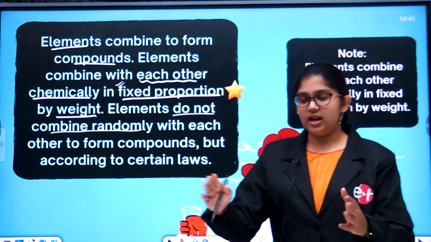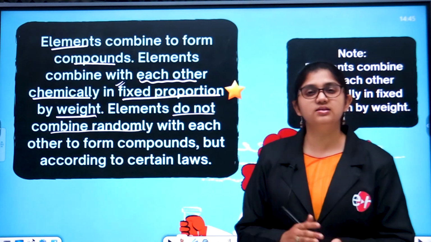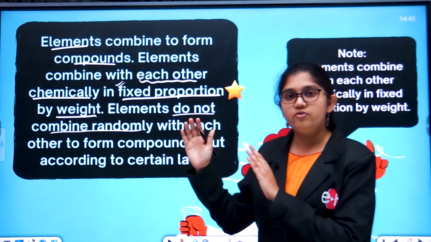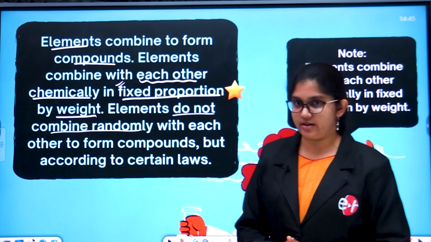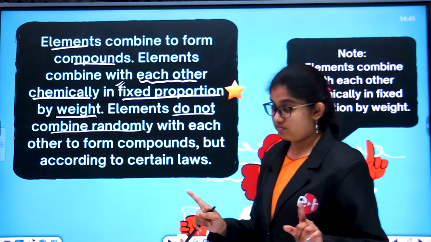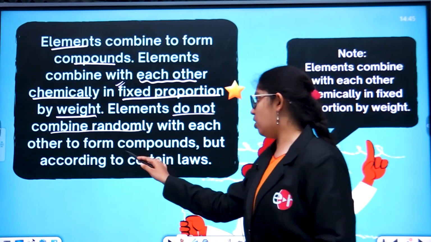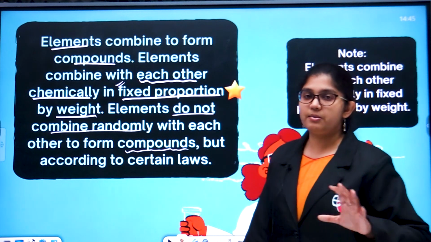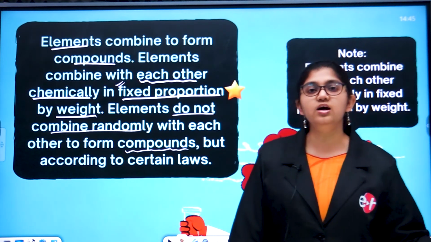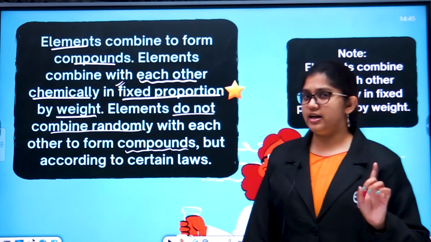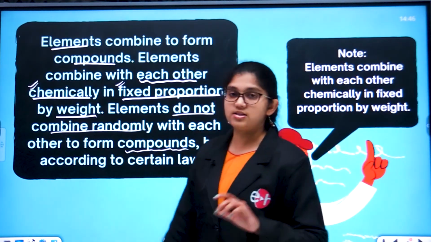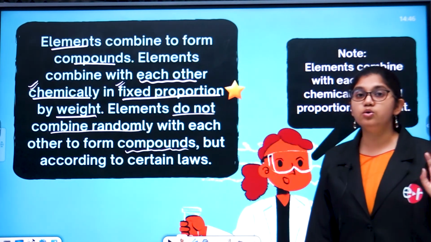So elements do not just combine randomly like that, no, never. They'll definitely follow the particular fixed proportions by weight, the ratios, everything matters over there. Okay? And elements do not combine randomly with each other to form compounds. So 2 or 3 elements do not just combine and form a compound. Okay, because it is not at all a random combination. It is definitely a chemical combination. So after the chemical process they combine and give a new compound.